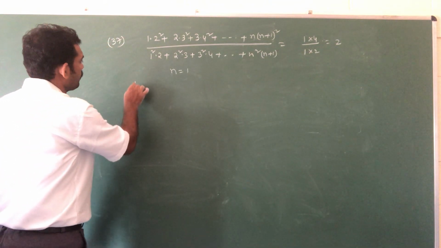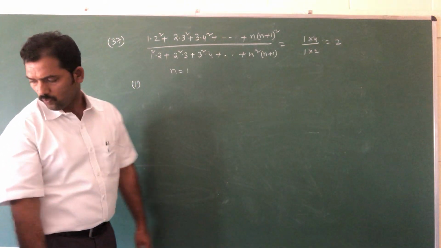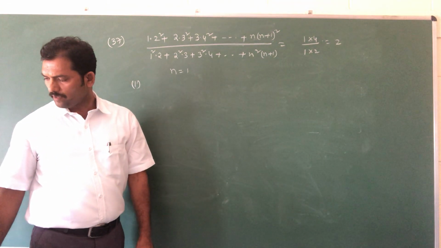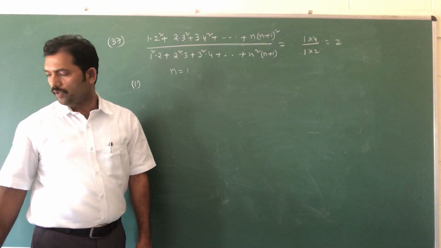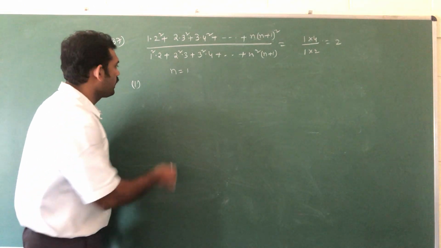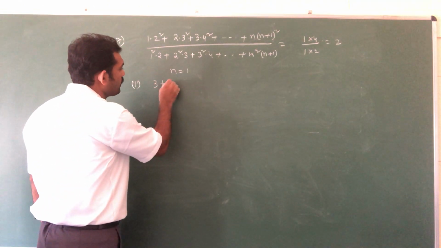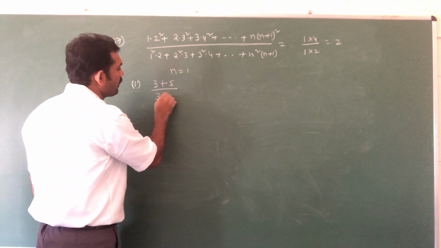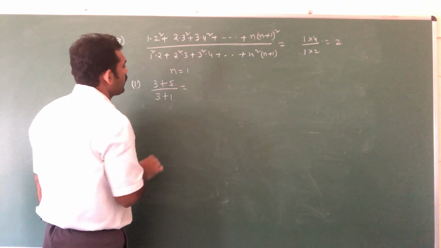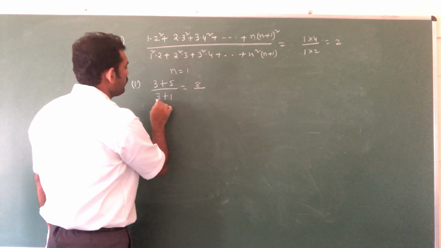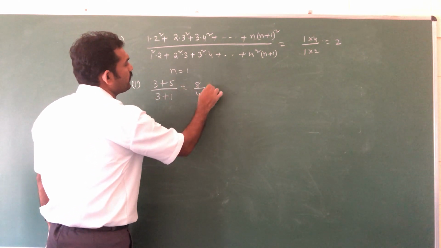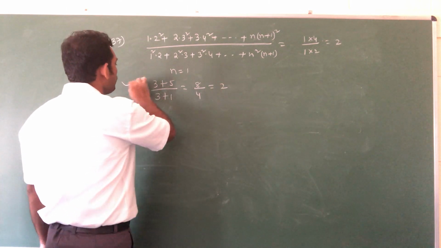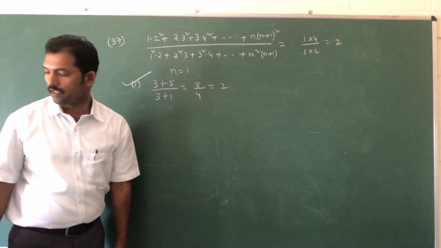See the first option. What is given? First option 3n plus 5 divided by 3n plus 1. n is equal to 1 substituted: 3 plus 5 divided by 3 plus 1. So 3 plus 5 is 8, 3 plus 1 is 4. This is 2. So option 1 is correct.